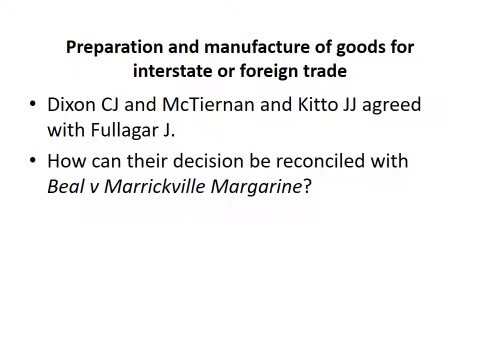Chief Justice Dixon, Justices McTiernan and Kitto agreed with Justice Fullagar on this point. The decision is authority for the proposition that the trade and commerce power empowers the Commonwealth to make laws with respect to the production of goods intended for interstate and foreign trade, to legislate back up the chain of supply, so to speak. As I mentioned earlier, it appears to conflict with Beale and Marrickville Margarine, the case in which the High Court held that production does not constitute trade or commerce.